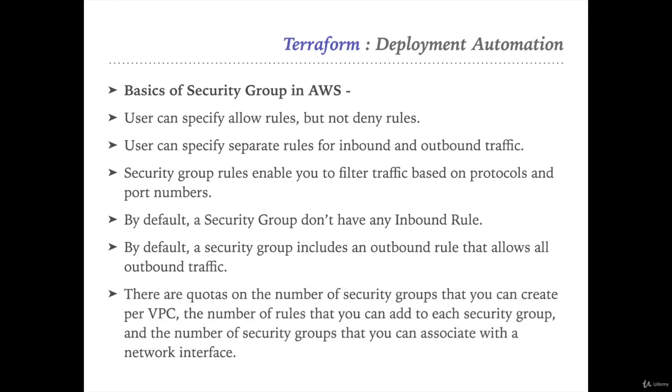There are quotas on the number of security groups that you can create per virtual private cloud, the number of rules that you can add to each security group, and the number of security groups that you can associate with a single interface. So as I told you, inside the public cloud you have a quota for each and everything. You have the quota for the route tables, the security groups, the load balancers, the instance groups, the EC2 instances, and the buckets. Each and every resource available in your AWS account has a quota associated with it so that nobody can misuse the resources in AWS.